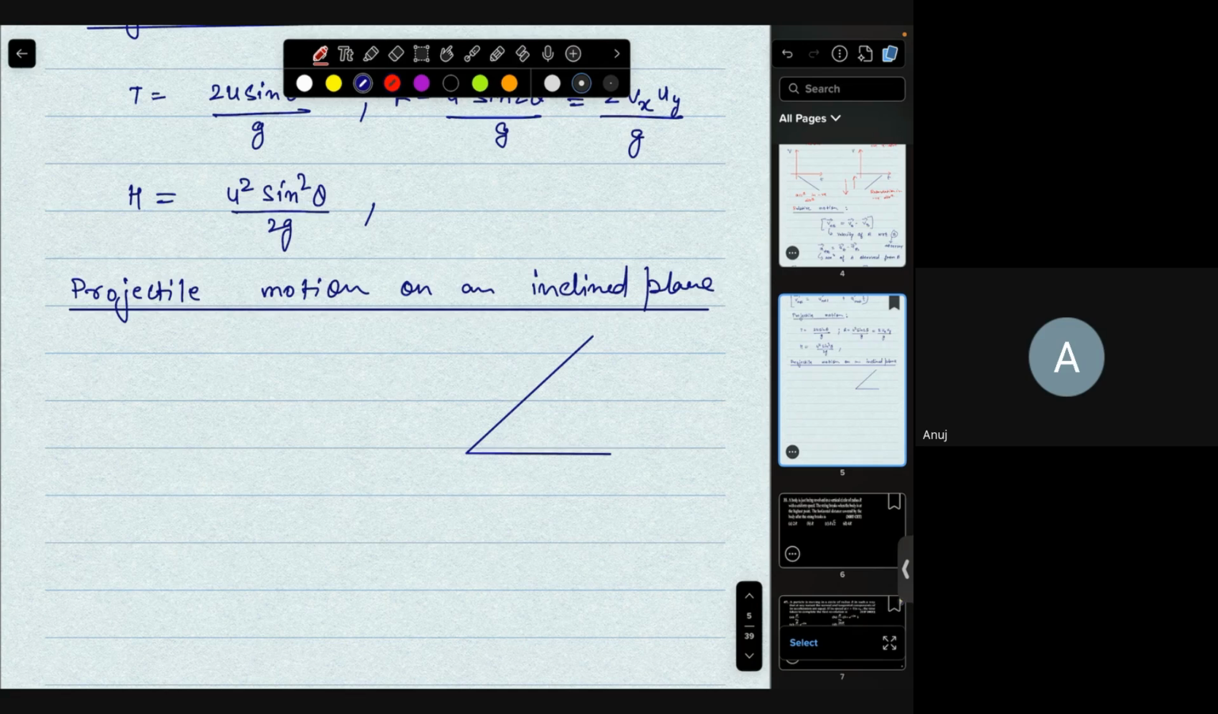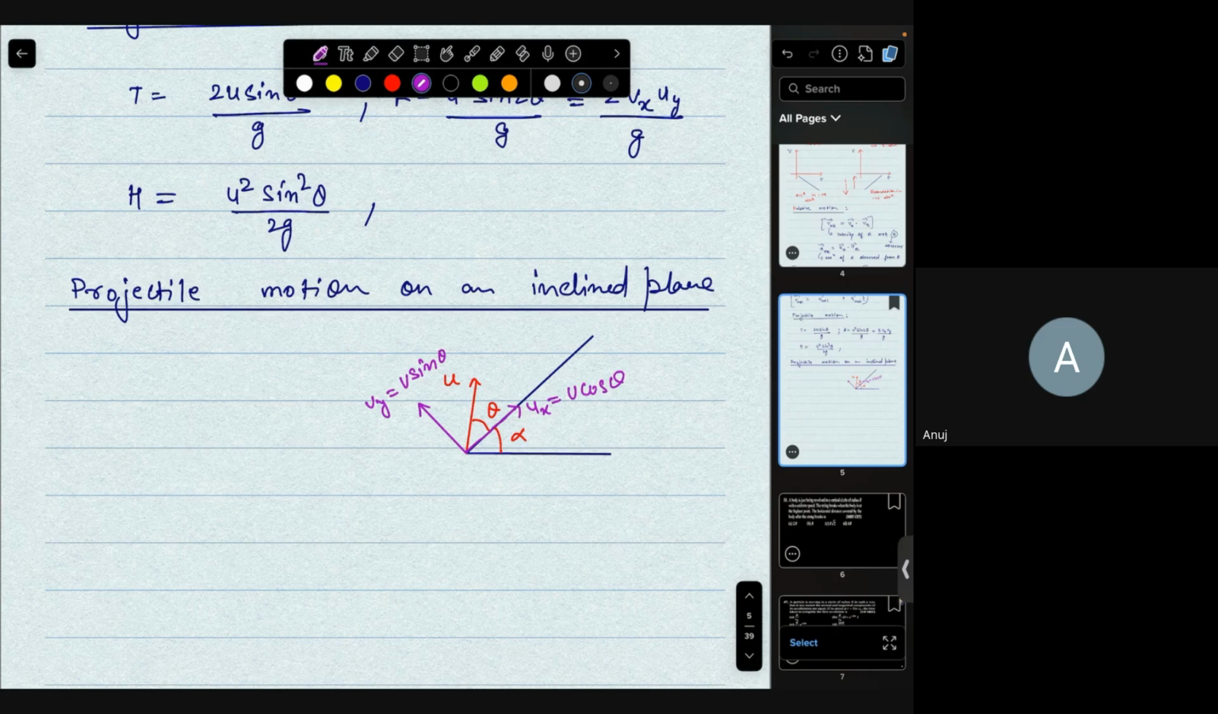So let's say this is the inclined plane and the angle of inclination is alpha, and we have thrown an object with velocity u, and this angle is given as theta. If you want to break the velocity into components, this will be ux, which is equal to u cos theta, and this one is uy, which is u sin theta.